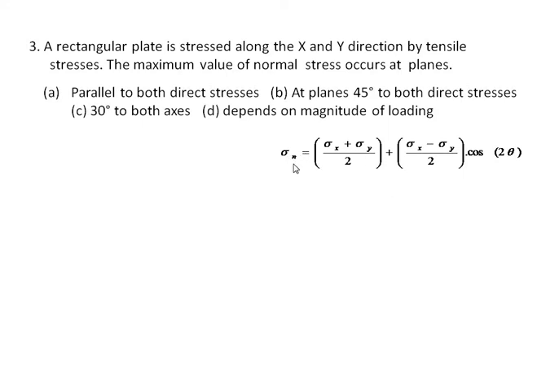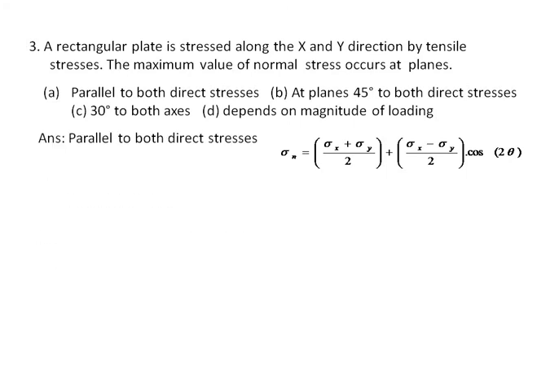This is the equation. Sigma n is equal to (sigma x plus sigma y) by 2 plus (sigma x minus sigma y) by 2 into cos 2 theta. For sigma n to be maximum, cos 2 theta has to be maximum. Cos 2 theta has a maximum value of 1, which happens when 2 theta is 0 or 2 theta is 180 degrees. So either theta has to be 0 or theta has to be 90 degrees.